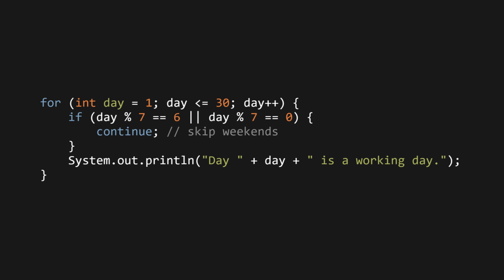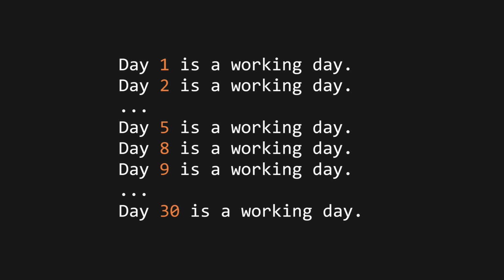So what's happening here? The loop goes through all the 30 days. When the day is 6, 7, 13, 14, 20, 21, 27 and 28, the if condition becomes true. Continue tells the loop, don't run this line, jump to the next day. So weekends get skipped.